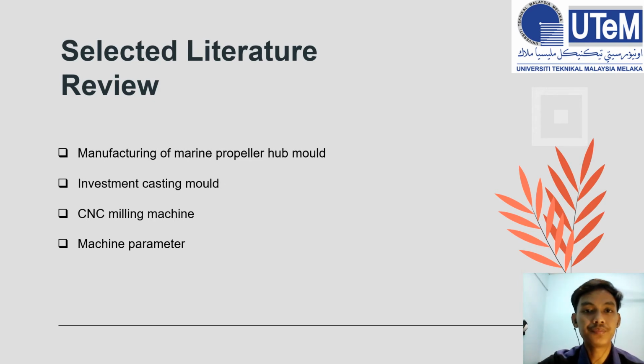Machine parameter. Machine parameter is a review and study about the depth of cut, spindle speed, feed rate, and surface roughness.